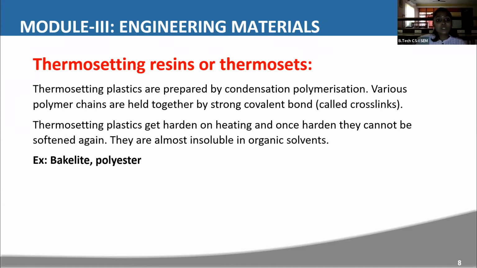Thermosetting plastics get hardened on heating, and once hardened, they cannot be softened again. They are almost insoluble in organic solvents. Already you know the characteristics: plastics which we cannot remold are called thermosetting plastics. Examples: bakelite and polyester. Teflon and melamine are also examples of thermosetting plastics. Another name for thermosetting plastics is thermosets.